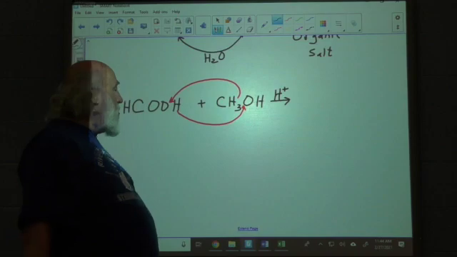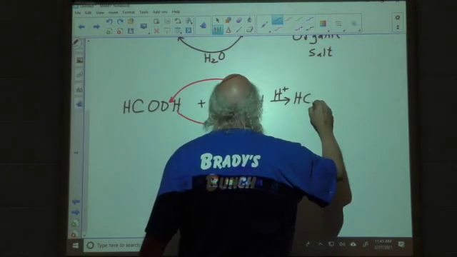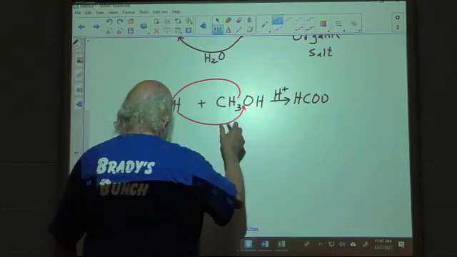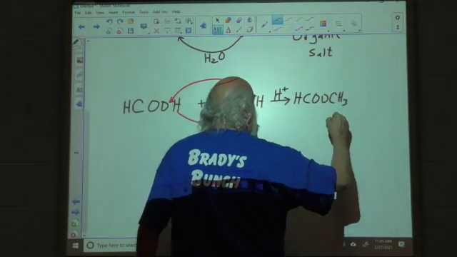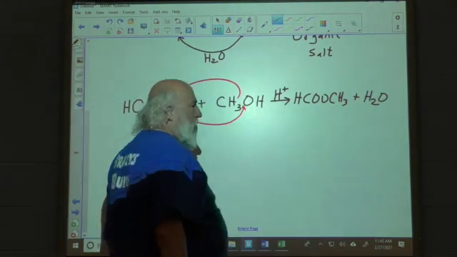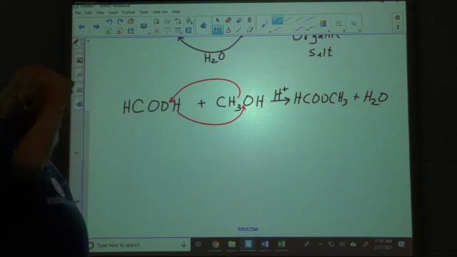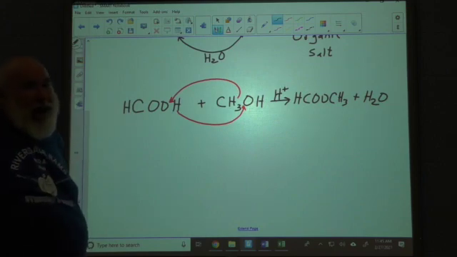That's your double displacement. And so we get HCOO, and then this CH3 goes on the end, plus water. And we're not going to worry about phases. We're just going to get the basic structure here. Now we're going to name these.